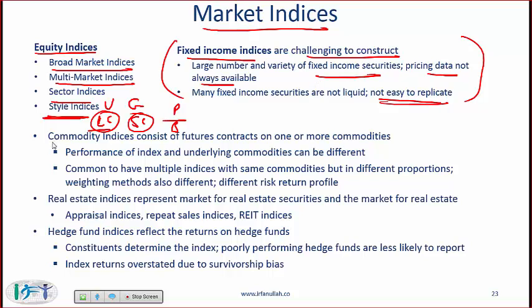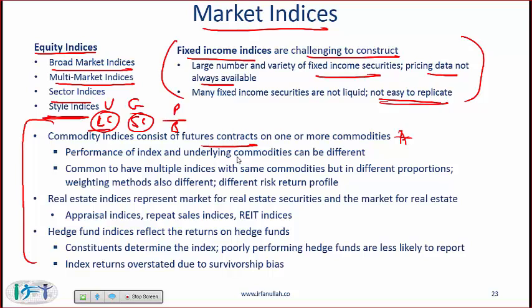We also have commodity indices, real estate indices, and hedge fund indices. This material is also covered in alternative investments. What we are doing here is highlighting some major points. So commodity indices consist of futures contracts on one or more commodities. So this is an important point. When we talk about a commodity index, the constituent isn't the commodity itself. It's typically a futures contract on the commodity.